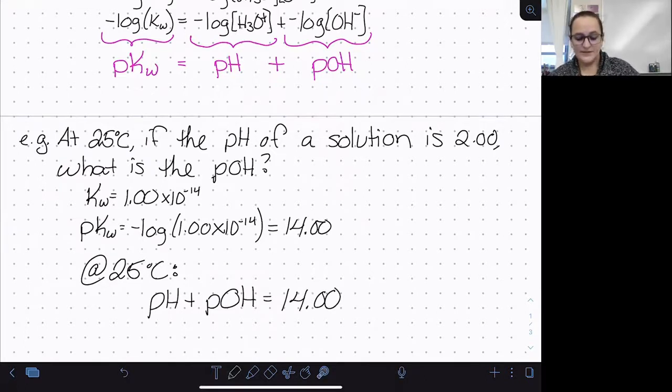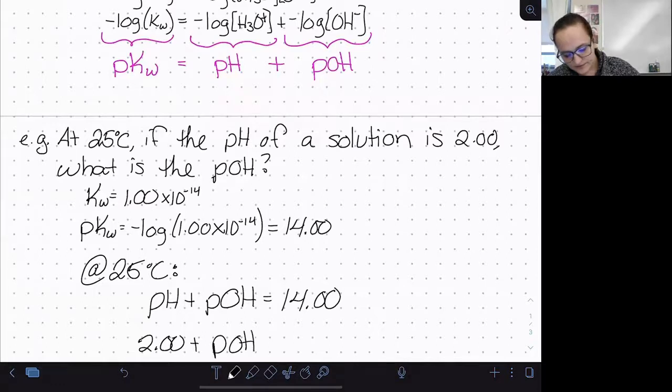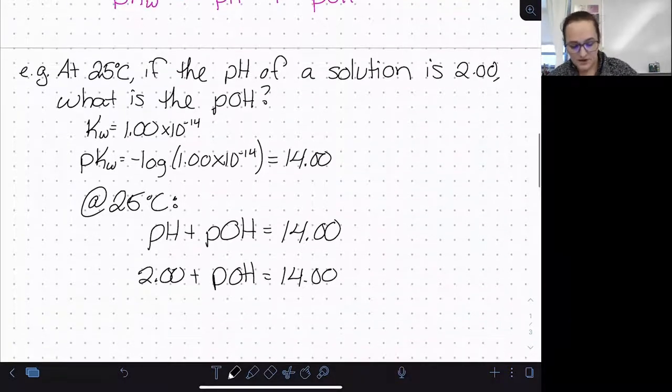Again, if the temperature changes, Kw changes. If Kw changes, pKw changes. But most of the time we'll be at 14. So we were given a pH value of 2. And this is really easy now to solve for the pOH, which would be 12.